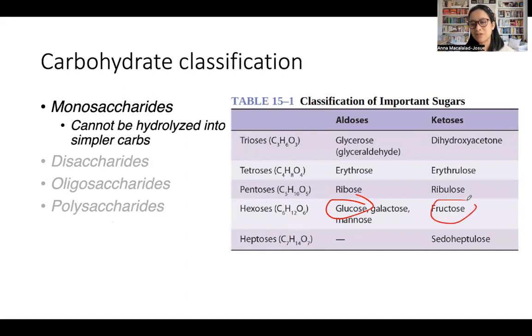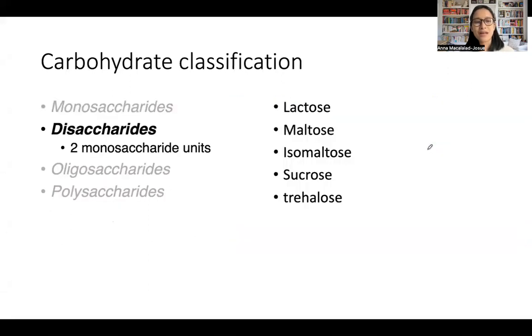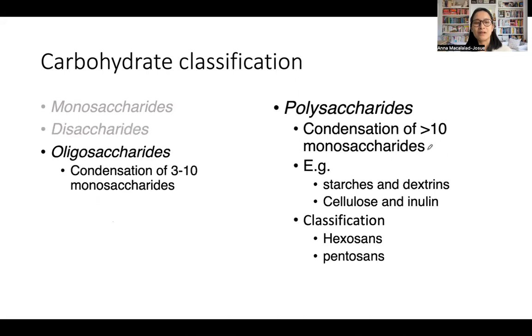Fructose is also a hexose, but their structure is different in such a way that glucose is classified as an aldose and fructose is classified as a ketose. I'll explain that in the next couple of slides. Disaccharides are composed of 2 monosaccharide units. Examples include lactose, maltose, isomaltose, sucrose, as well as trehalose.